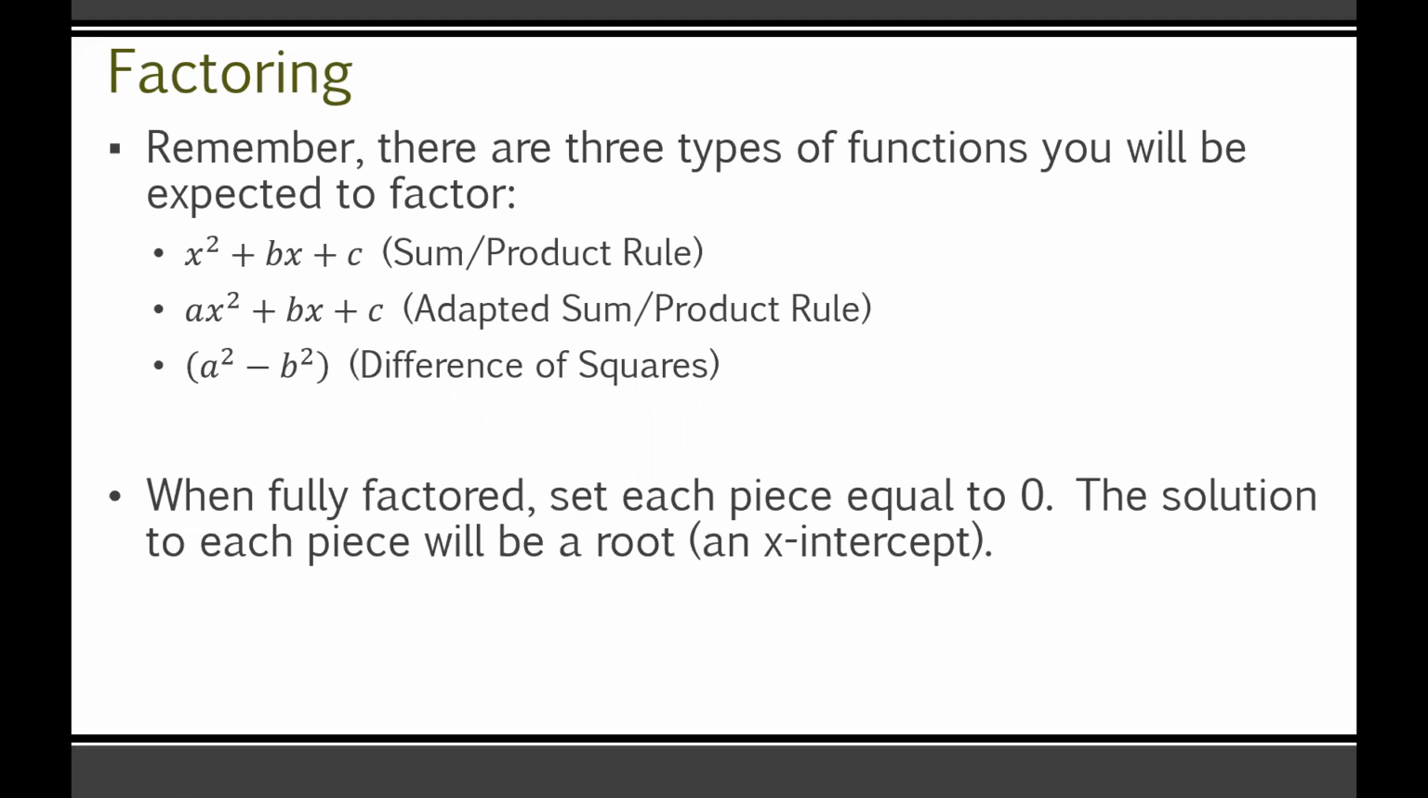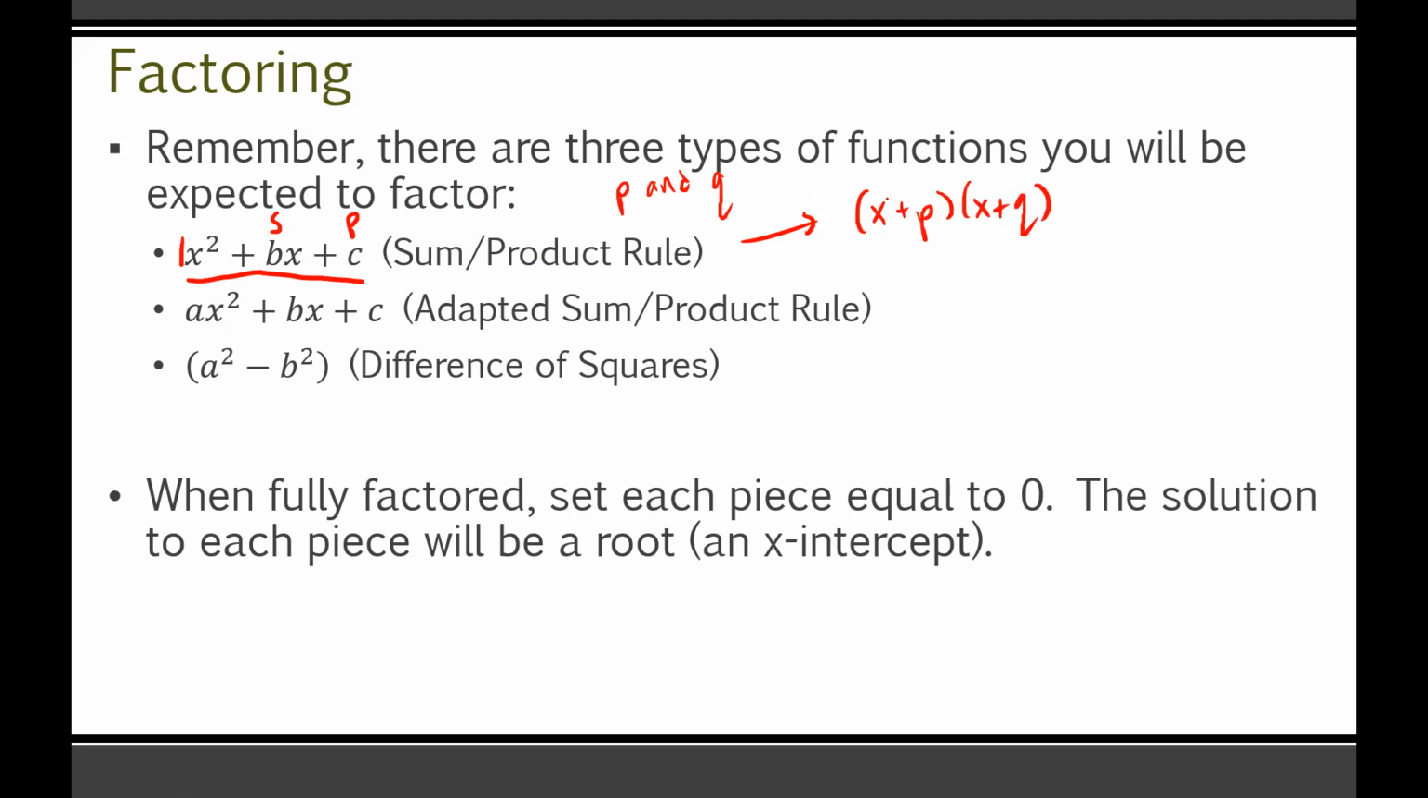Just remember, there are 3 types of functions that you'll be expected to factor. There's these ones right here, just a standard form quadratic with 1 as your a value. I call these just sum product rule questions. This is where you're looking for 2 numbers. I call them a p and a q. You're looking for 2 numbers, p and q, with a sum of b and a product of c. Once you find those 2 numbers, this factors just straight to x plus p times x plus q.